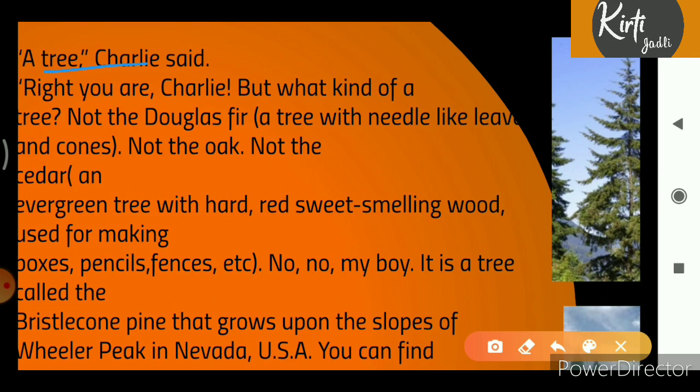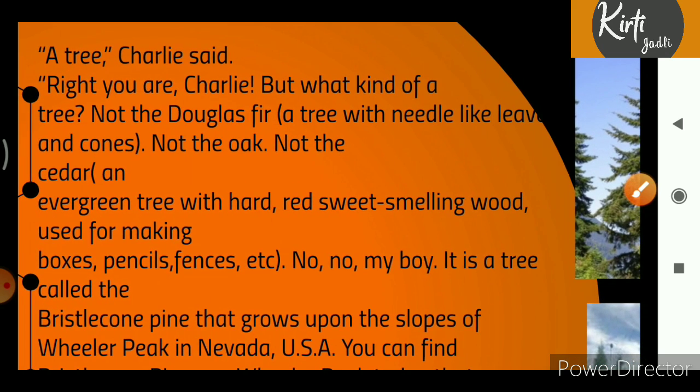A tree, Charlie said. Now, who is Charlie? Charlie is the assistant of Mr. Willy Wonka. So, Mr. Wonka asks Charlie, what is the oldest thing? And Charlie very wisely replies that yes, it's a tree. Right you are, Charlie. But what kind of a tree?